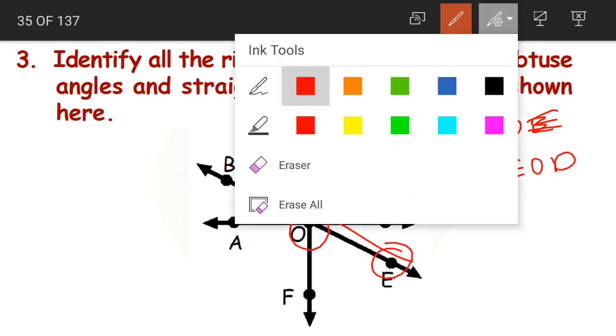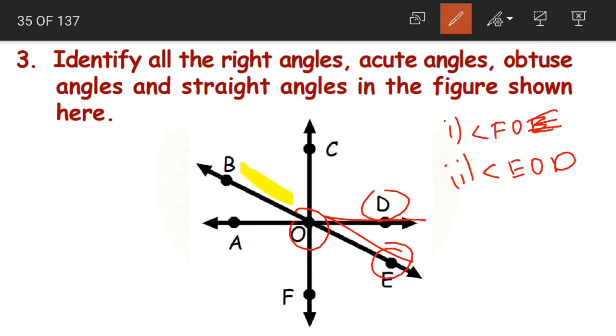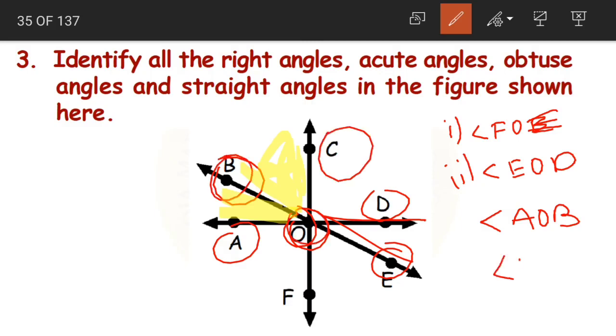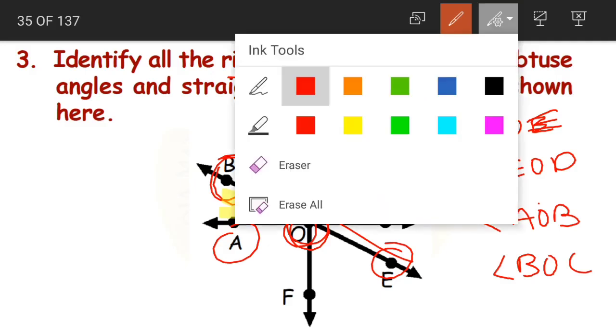Are these the only acute angles? No, we are having 2 more acute angles here. See, we are having this one, and also we have this. All these 4 angles are smaller than our right angle. Yes, they are within the right angles. That means they are smaller than the right angles. So what will it be? Angle AOB, and we have angle BOC. So again, we had 4 right angles, so even acute angles, we have 4 acute angles, and these are the names of those 4 acute angles.